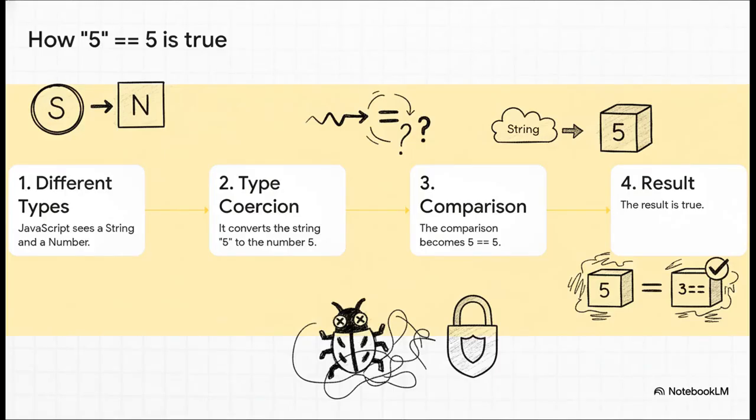We've got the string 5 and the number 5. JavaScript first spots the type mismatch, and because we're using loose equality, it just goes ahead and coerces that string into a number. The comparison then becomes 5 equals 5, which of course evaluates to true. Seems simple enough, right? Well, this same process is what causes all the weirder results.